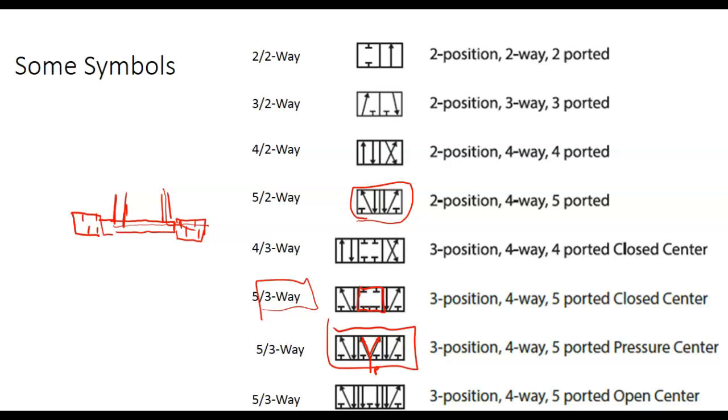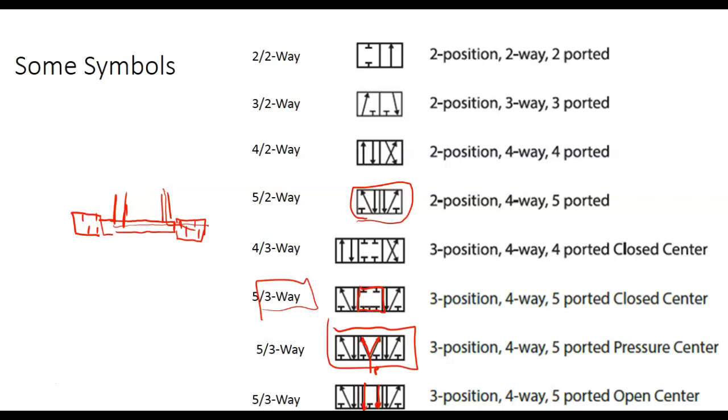This is called an open center. Some people call it a floating center. If it's in the center position, you can grab that actuator and move it anything you want to do. So some people call that an open center or floating center because the actuator actually does what? Floats. We don't have any of these on our manufacturing line because we want to lock these cylinders in.